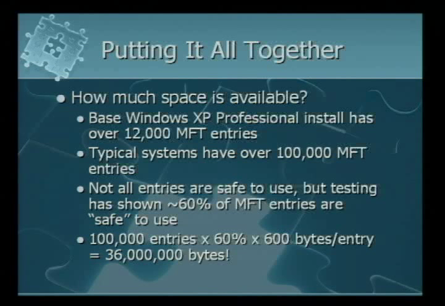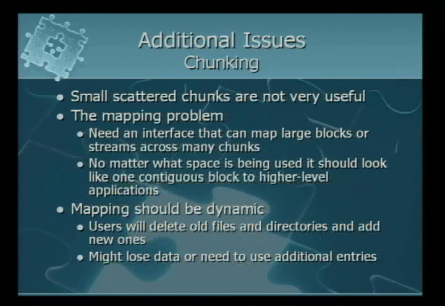In the case we're looking at, we want to look at the slack space hiding, then the attributes. So we're talking about 600 bytes per entry, 100,000 entries, and 60% of them we'd consider safe enough to store data in. That gives us 36 megabytes of hidden storage on an average NTFS drive. That's a lot of storage for something that you can't see, or most people can't see. But there are still a few issues about actually implementing this and getting it to work.